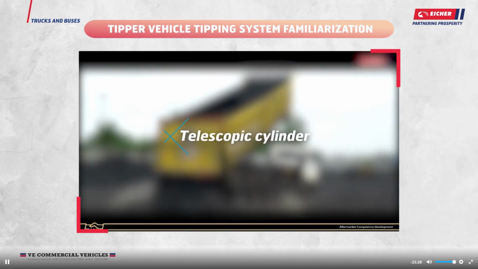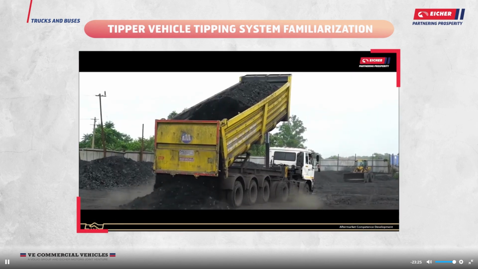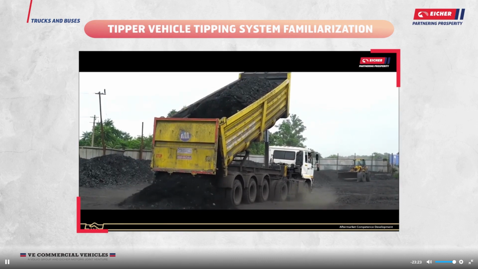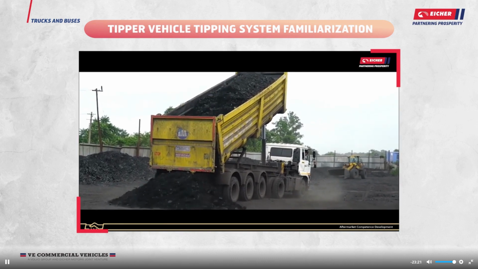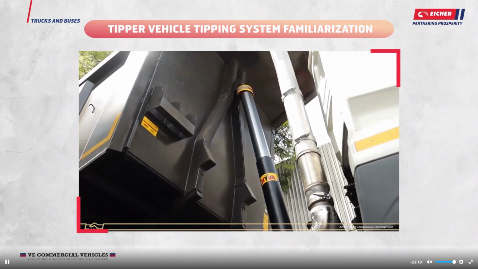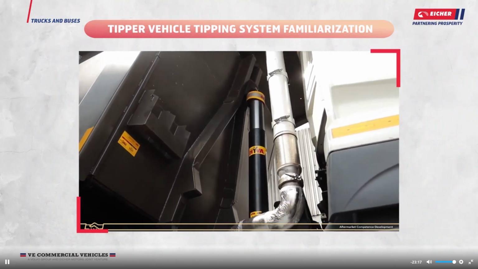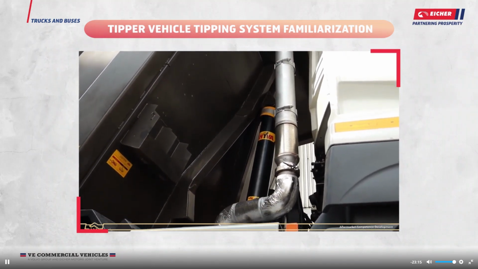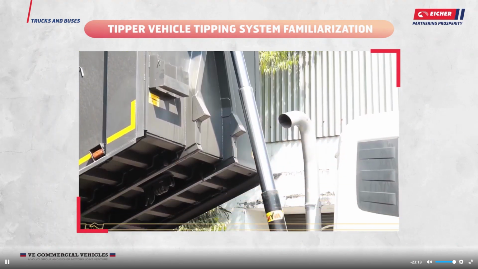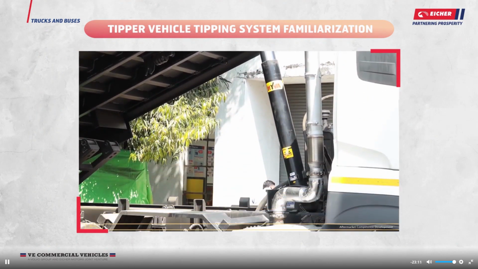Telescopic cylinder. The hydraulic cylinder is responsible for lifting the tipper body of the vehicle to unload the material. When the cylinder is retracted, it lowers the tipper body back into place. It's located at the rear end of the cabin and is attached to the body of the tipper.